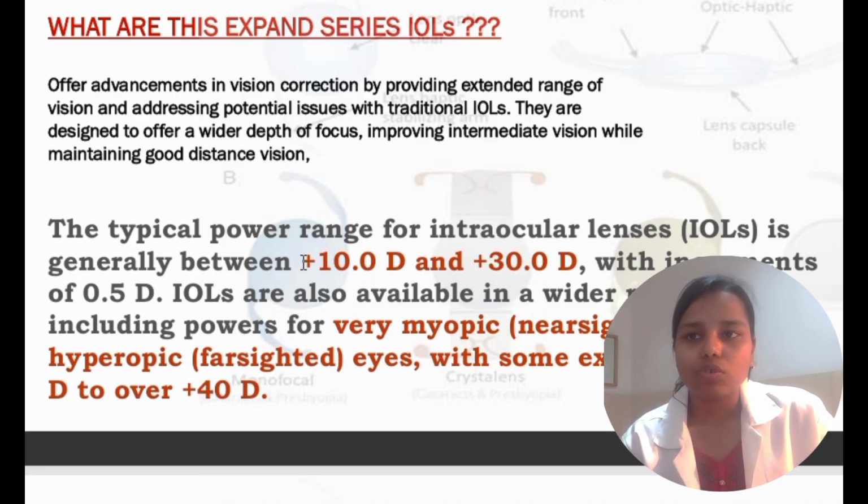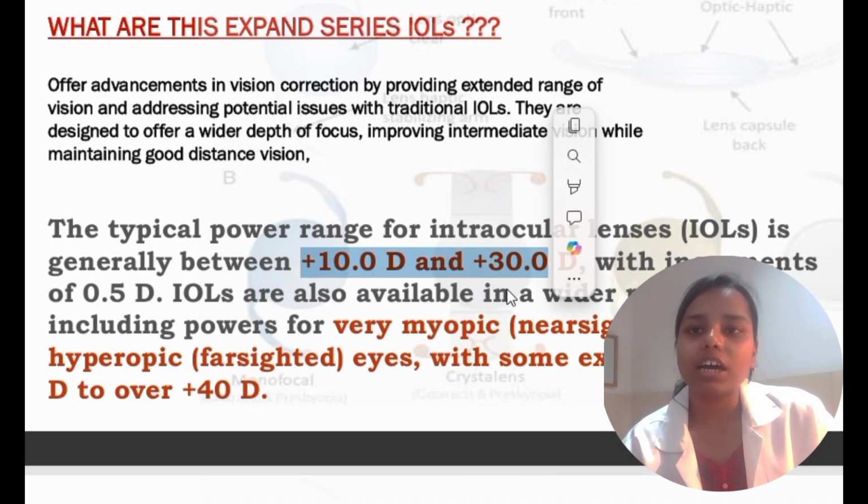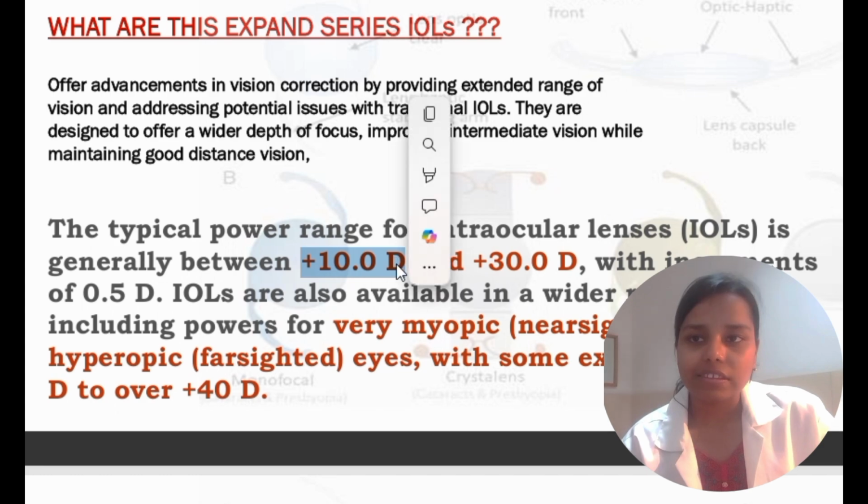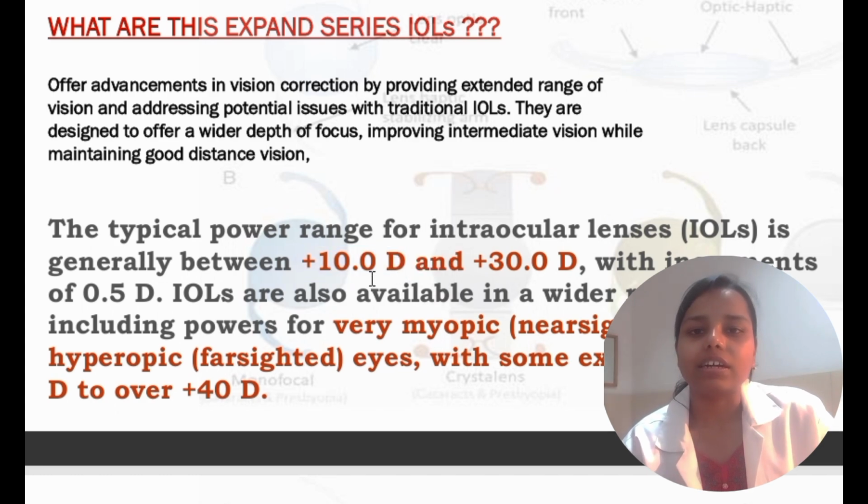So what are these expand series IOLs? These are different lenses which do not come in the range of 10 to 30 diopter. They are either more than 30 diopter or less than 10 diopter. They are called the expand series IOL because they are an extended series, with expandable values. That is why we call them the expand series IOL. Now we all know what the expand series IOL is.